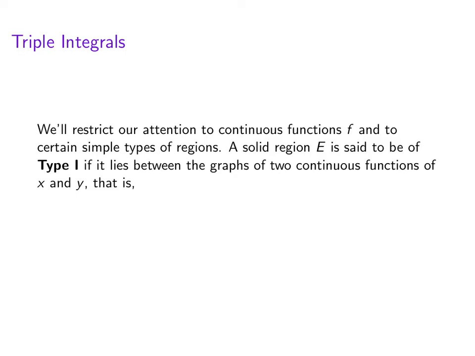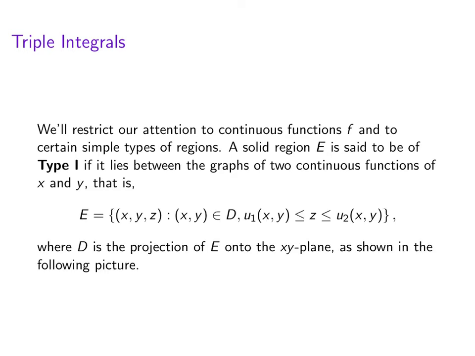So, in a direct analogy to what we did for plane regions, we're going to call a solid region a type 1 region if it lies between the graphs of two continuous functions of x and y. So that is, our region of integration, E, is the set of all points where x and y comes from some set D in the xy plane. And here's the important part. The values of z lie between u1 and u2. u1 is some function of x and y. u2 is some function of x and y. And D, that's the projection of our solid into the xy plane.